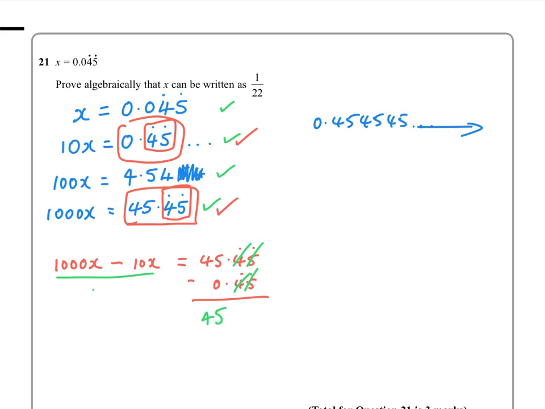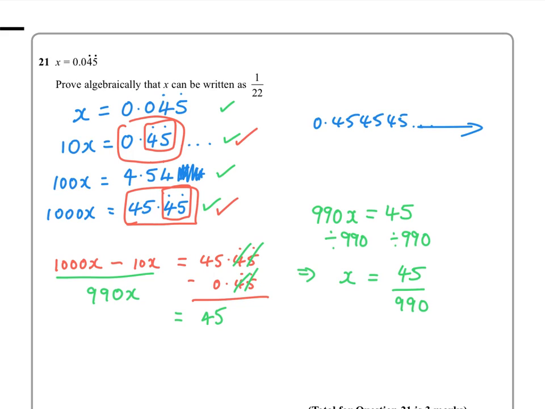So on the left hand side you've got 990x, and on the right hand side you've got 45. So you can write that as 990x equals 45. Divide both sides by 990 like you would in any linear equation, and you'd be left with x equals 45 over 990. You haven't got a calculator, so you've got to show that it can be written as 1 over 22.